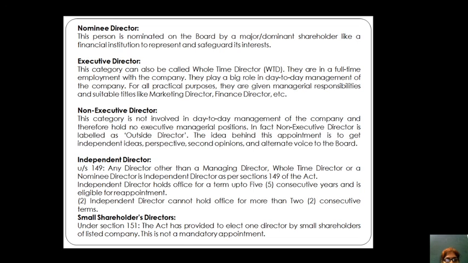Then small shareholder director. Under section 151, the Act has provided for electing one director by small shareholders of a listed company. This is not a mandatory appointment. This is not compulsory. This is not mandatory.